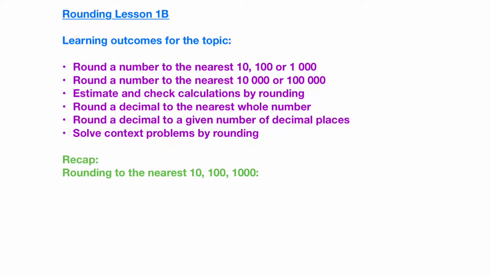So we're on our next rounding lesson now, and we're going to recap what we did in the last video, which was rounding a number to the nearest 10, 100 or 1,000. And then we're going to move on to this bit here, round a decimal to the nearest whole number. Okay, so first of all, let's recap rounding to the nearest 10, 100 and 1,000.